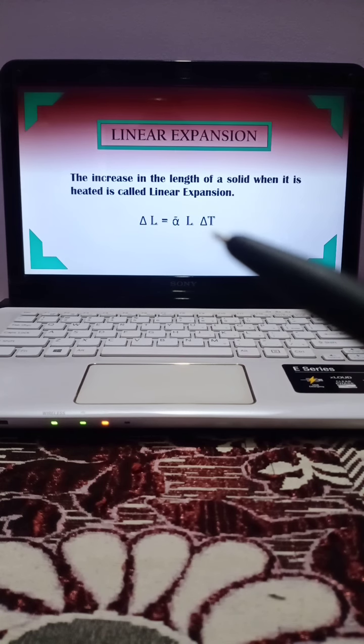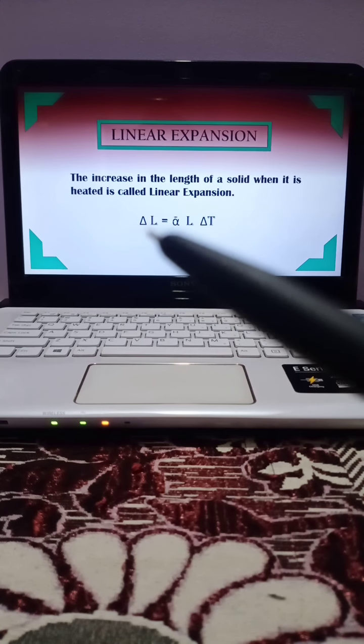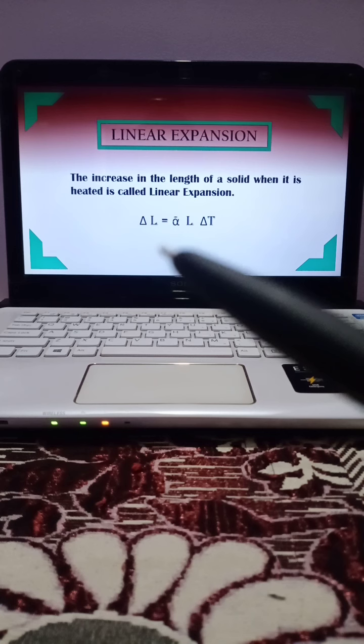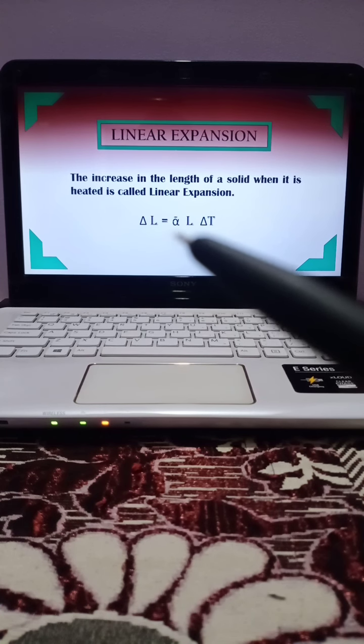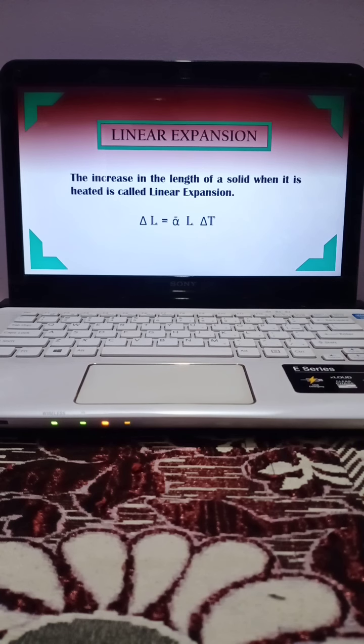So when we want to find out how much the length increases when heat energy is supplied to a solid material, which is represented by delta L, we can find it by multiplying alpha, the coefficient of linear expansion, L, its original length, and delta T, the change in temperature when heat energy is supplied to that solid material.